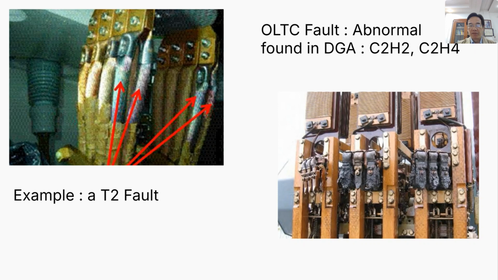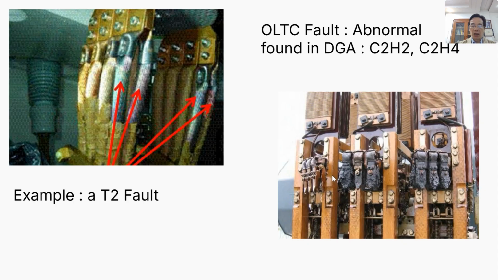Here are some examples of failure in a transformer. The example with T2, thermal faults. T2 is a thermal fault between 300 and 700 degrees. A very typical problem with T2 is the connector: a loosened bolt and nut will cause high temperature in the connector. Then by DGA we can detect that as a T2 fault.